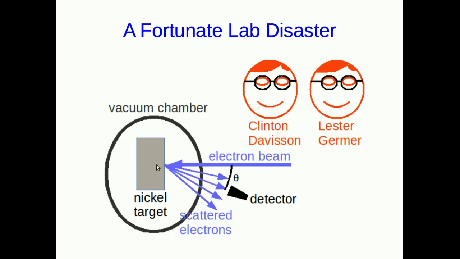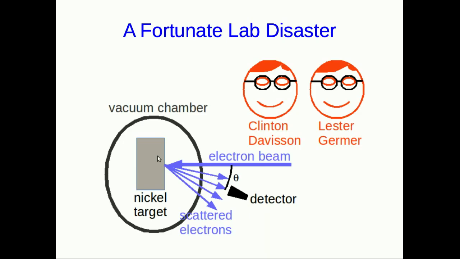They bounce an electron beam off of their metal target, and they have a detector that they can move through different angles to look at the electrons that scatter off of the target. On this particular day in 1925, they're looking at nickel.